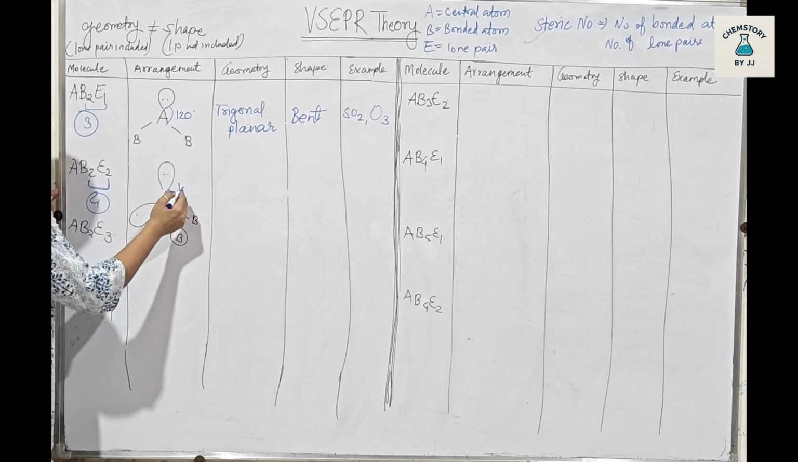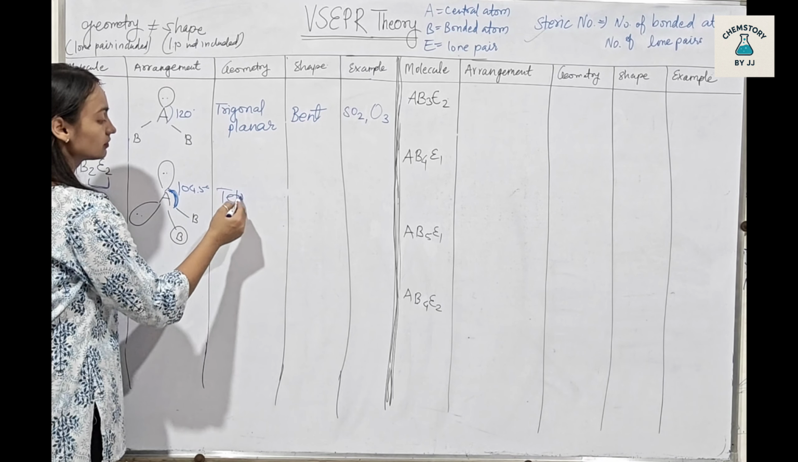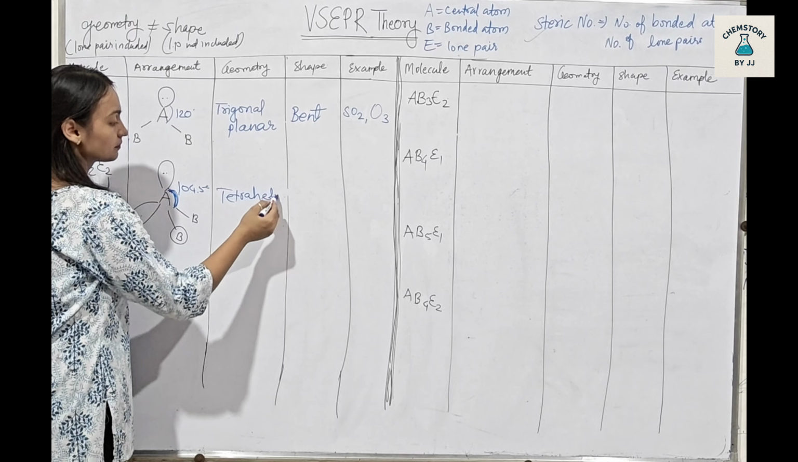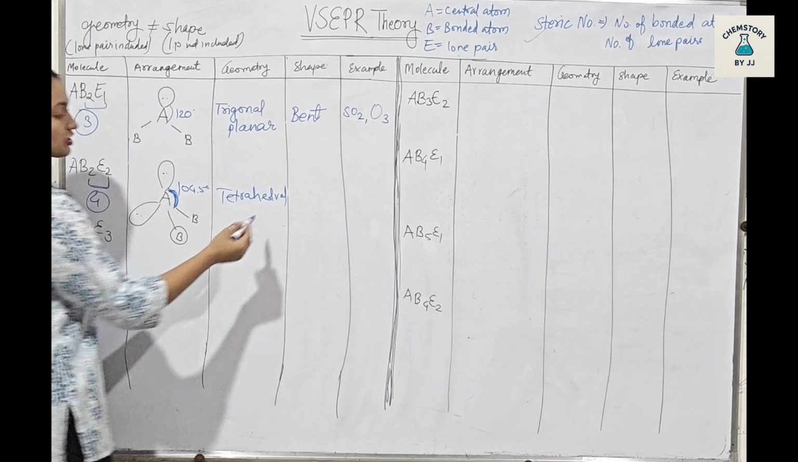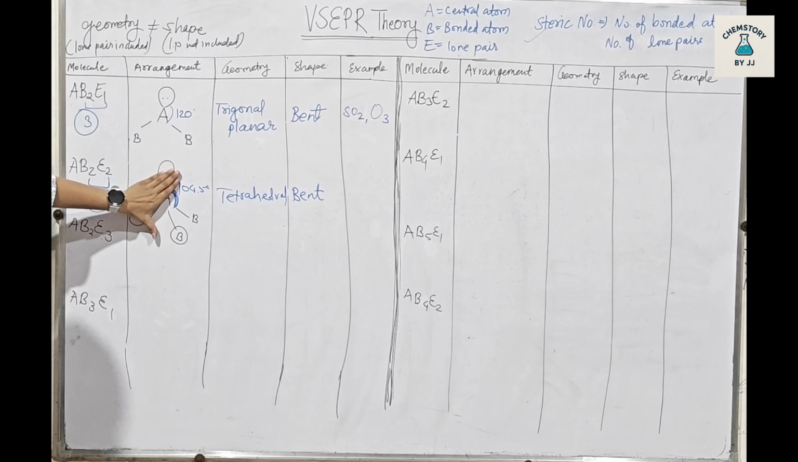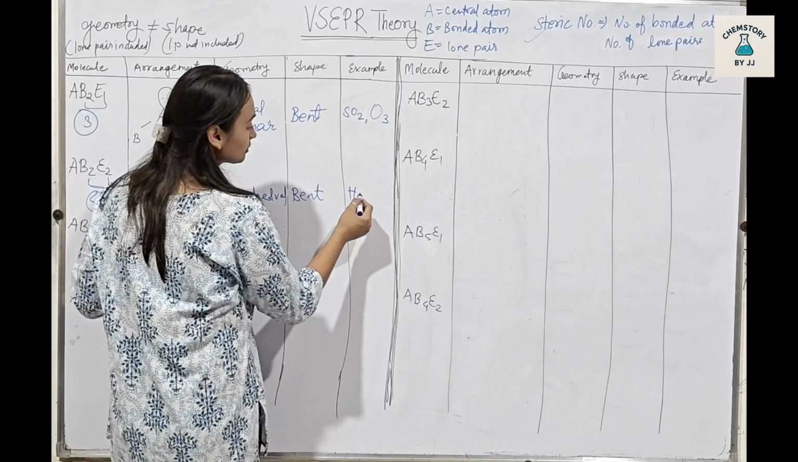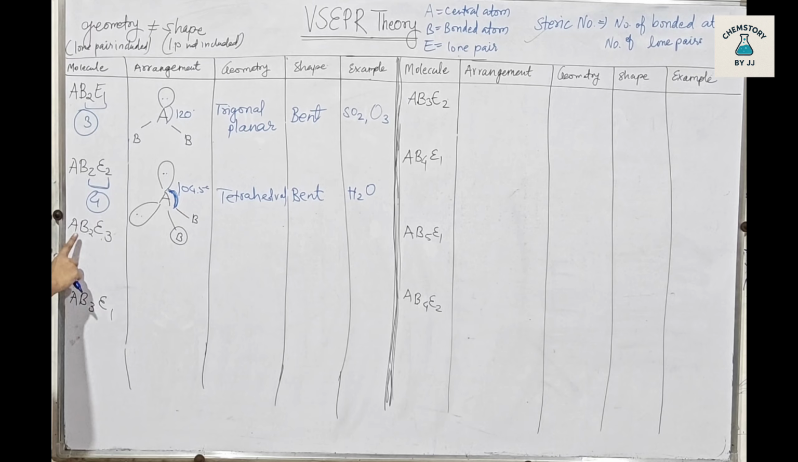The bond angle would be 104.5. Okay. That would be the tetrahedral geometry. And the shape would be bent. Again, why? We are going to neglect the lone pairs when detecting the shape, and it will form a bent shape. The prime example is water.